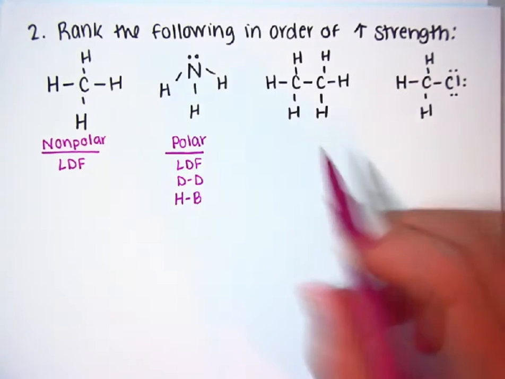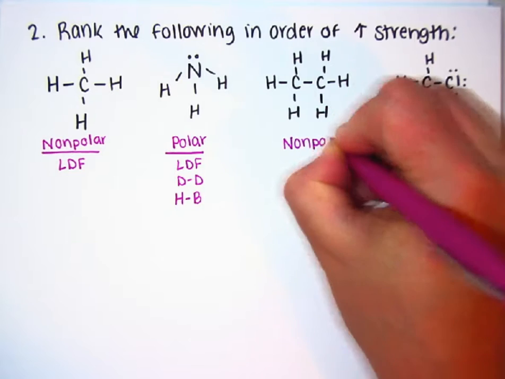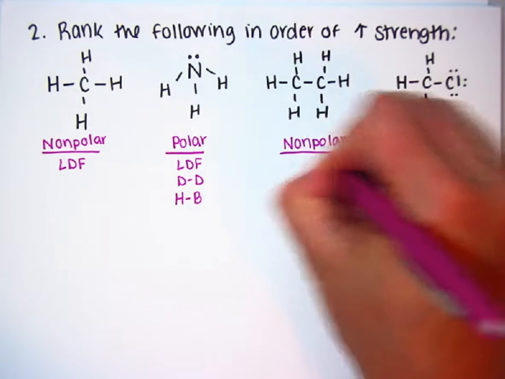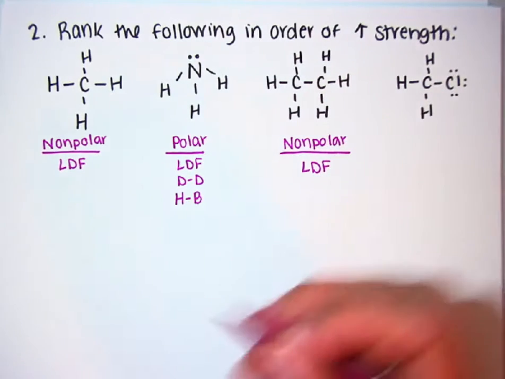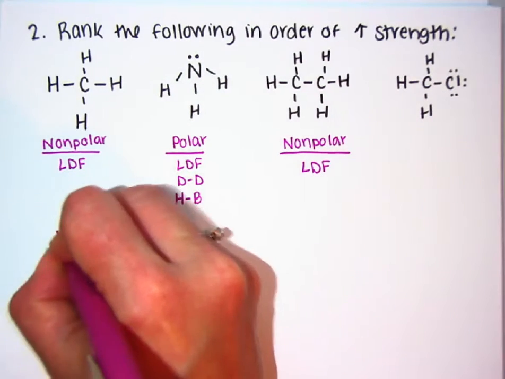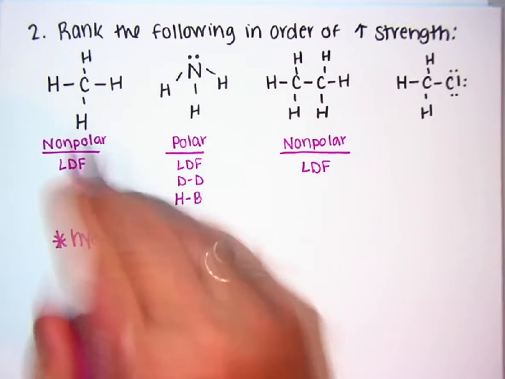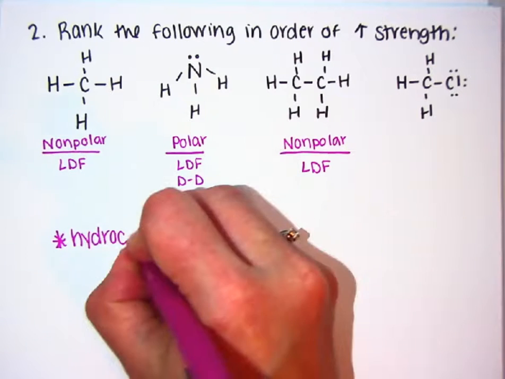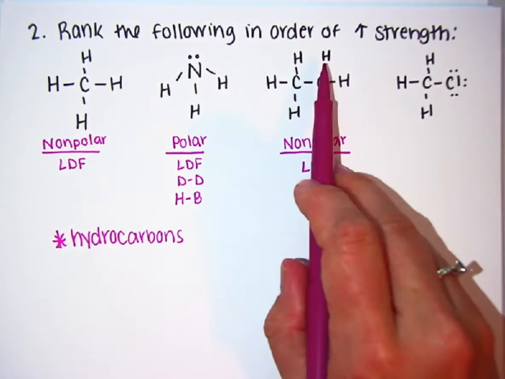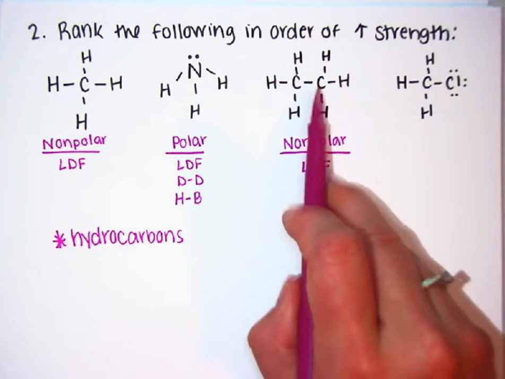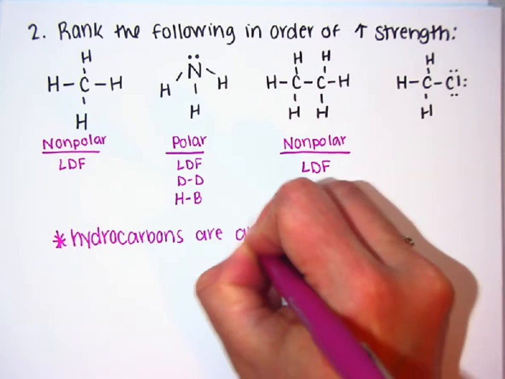Next one, ethane. This one is nonpolar. Again, all of our vectors are going to cancel out. A little hint: the first one and the third one, we call them hydrocarbons. And we call them hydrocarbons because they're only made up of hydrogen and carbon. Hydrocarbons are always nonpolar.